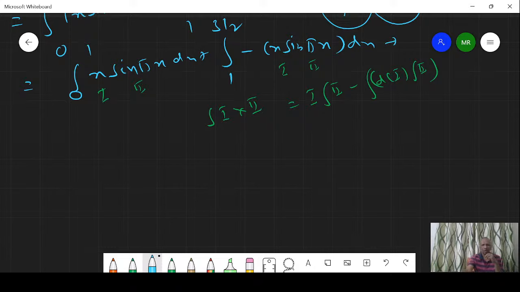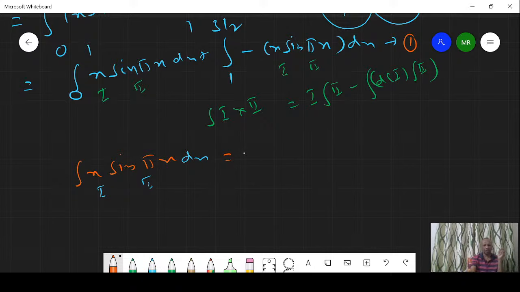I will call this equation 1. Without limits, I will find the first integral of x sin πx, because both have the same function. The limits will be different, and after that I will resubstitute the values, so we can save time. So if I take this one, this is the first function, second function, dx.